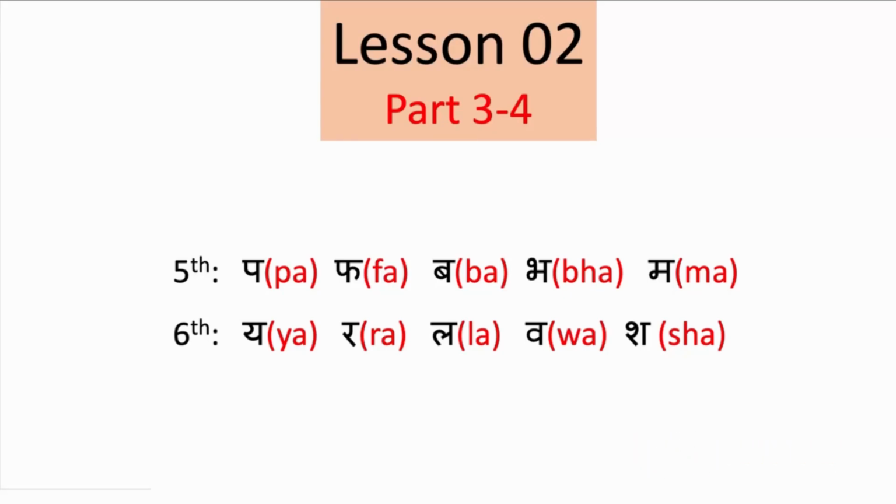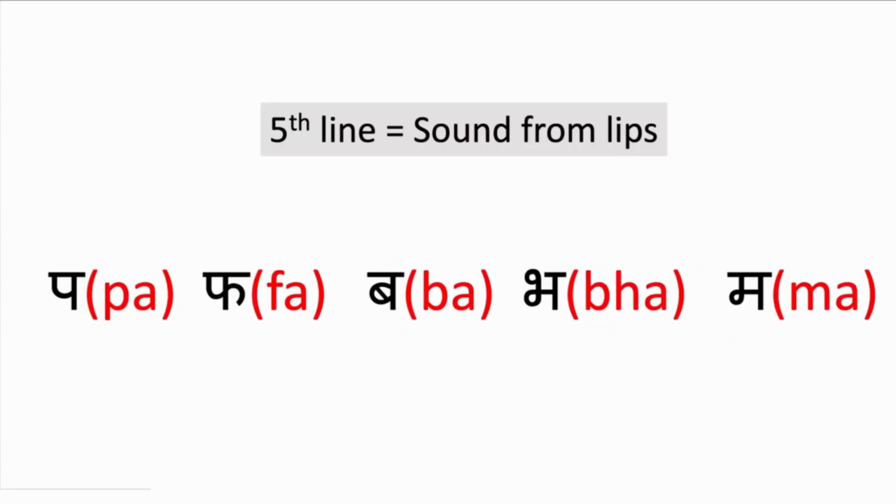In this part, we will learn how to read and write 5th and 6th line consonant. So, without any delay, let's move ahead to learn 5th line in the first part of our lesson. This line is pronounced by joining lips. Therefore, you have to join 2 lips to produce the sound.